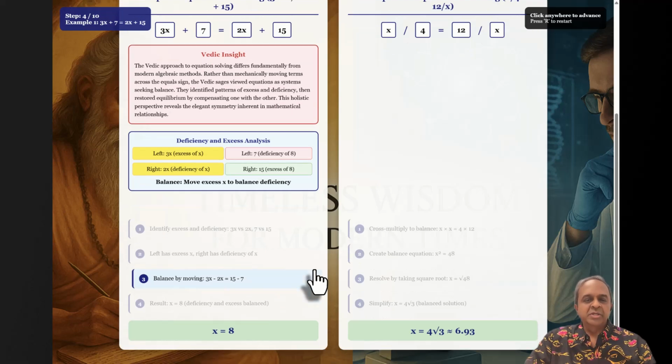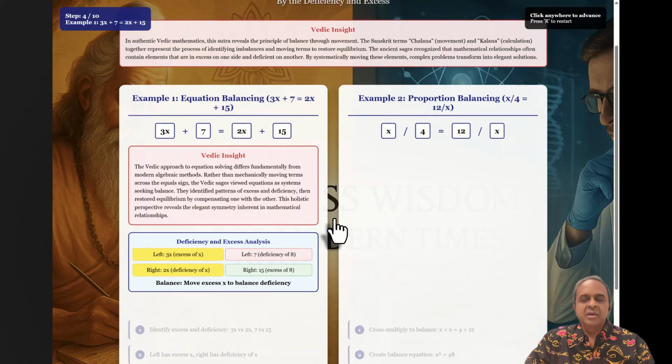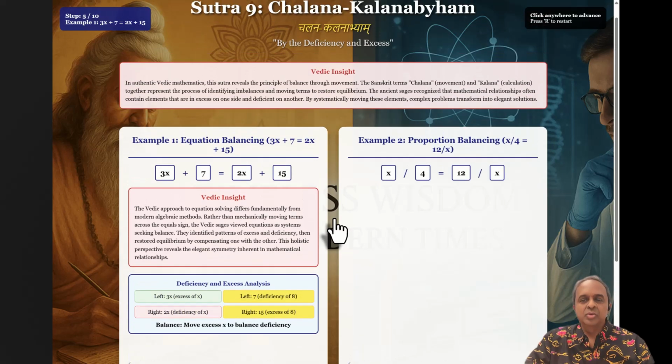So this was a simple example, but it shows the concept of how you do it, right? Even in modern math, we talk about bringing x on one side and constants on the other. But here, the way you look at it, if you have other equations which are more complex, you can apply the same principle of looking for deficiencies and excesses, and then create the balance, right? That's the key here, remembering the main thing in this sutra.